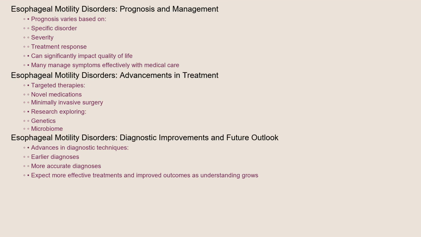The prognosis for individuals with esophageal motility disorders varies depending on the specific disorder, its severity, and the individual's response to treatment. While these conditions can significantly impact quality of life, many people can effectively manage their symptoms with appropriate medical care. Recent research is focused on developing more targeted therapies, including novel medications and minimally invasive surgical techniques. Studies are also exploring the role of genetics and the microbiome in the development of these disorders. Advances in diagnostic techniques are leading to earlier and more accurate diagnosis. As our understanding of esophageal motility disorders grows, we can expect to see even more effective treatments and improved outcomes in the future.